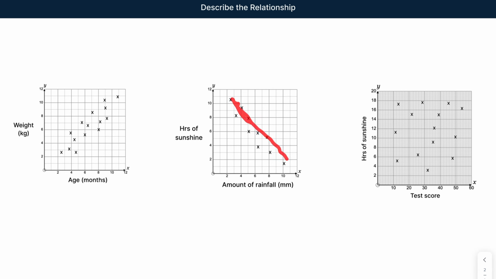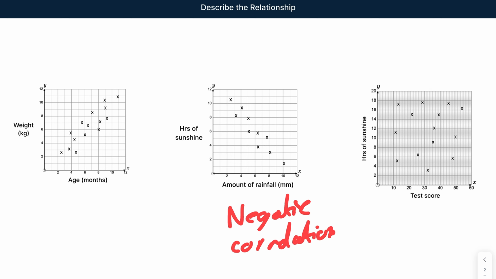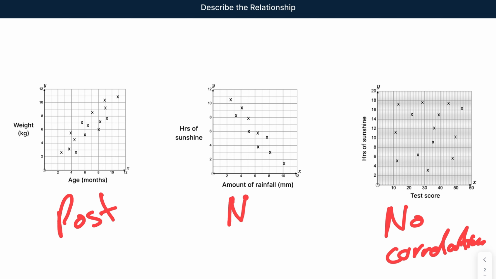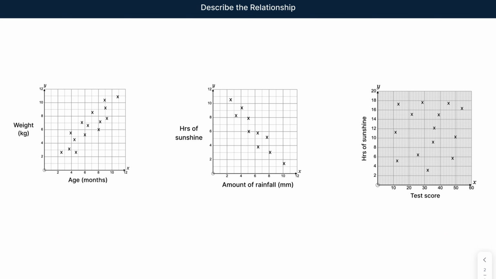One way you can remember this is you can just put two lines here and you get your n, and n is negative. Okay, so that is your negative correlation. The word correlation here is key. You want to write that to get the mark. And finally, with this one, there's no link between hours of sunshine and test score. So there's no correlation here at all. The data is just all over the place. So here, the answer would be that the relationship is no correlation. So this one is positive, this one is negative, and that one has no correlation.